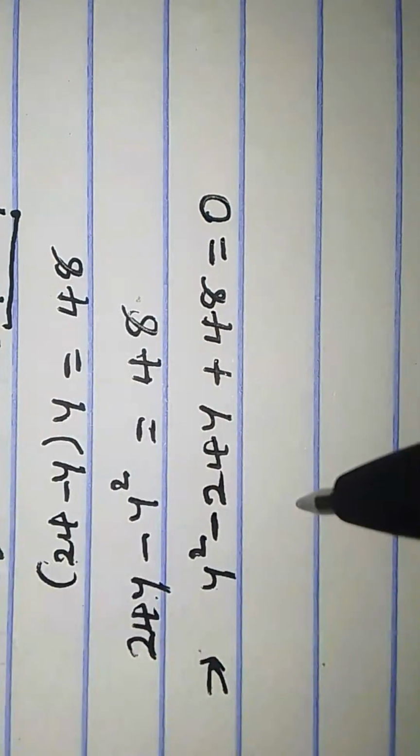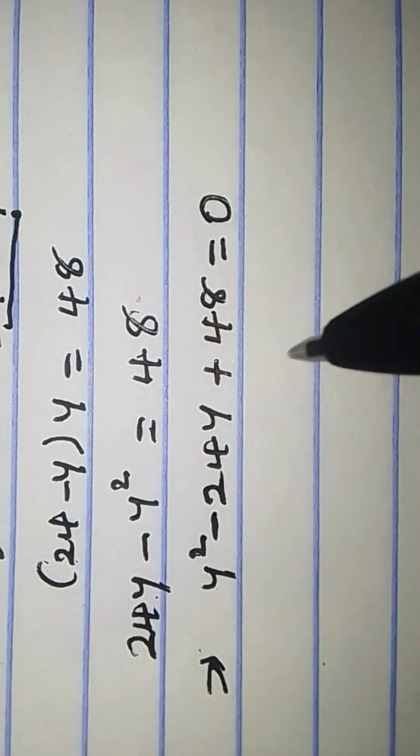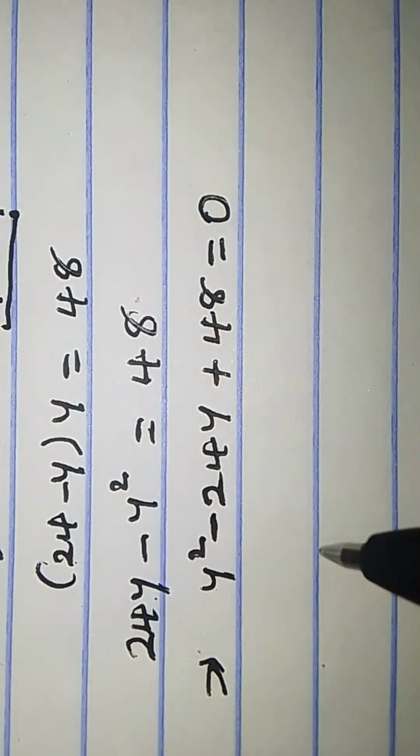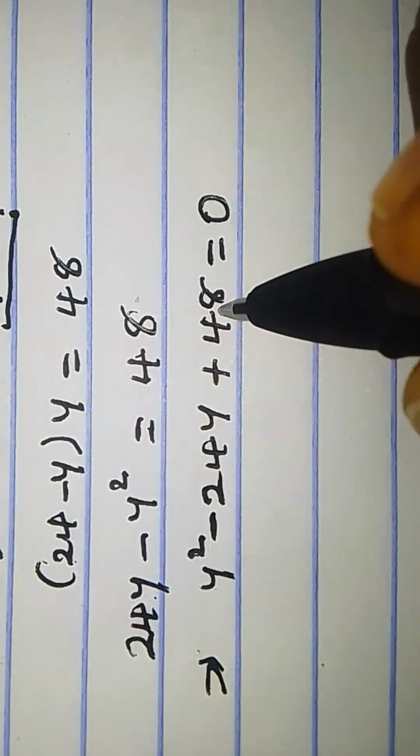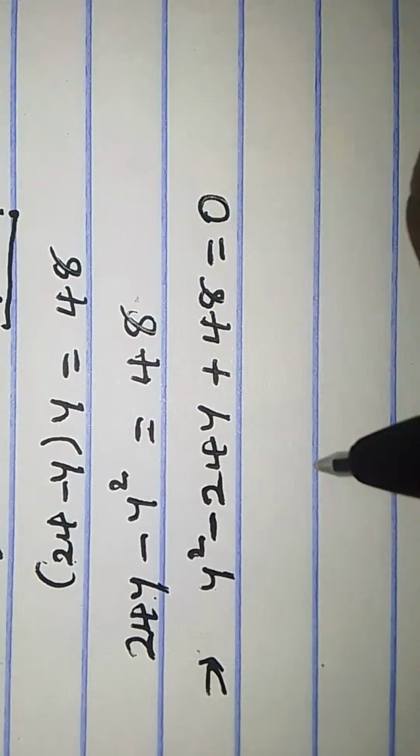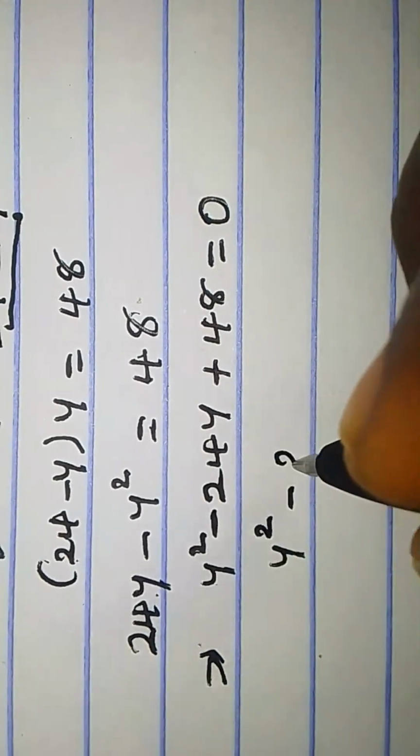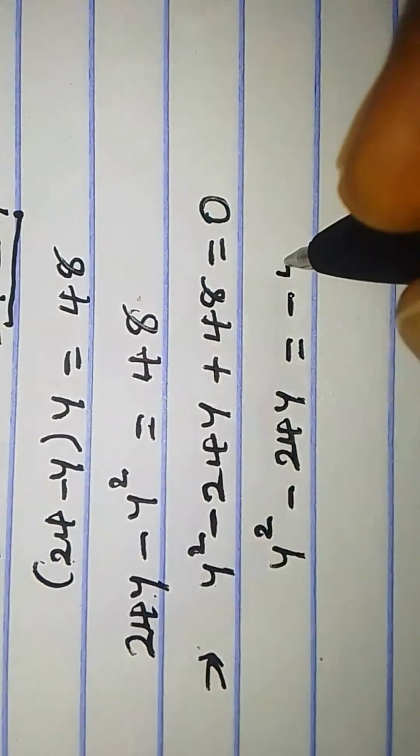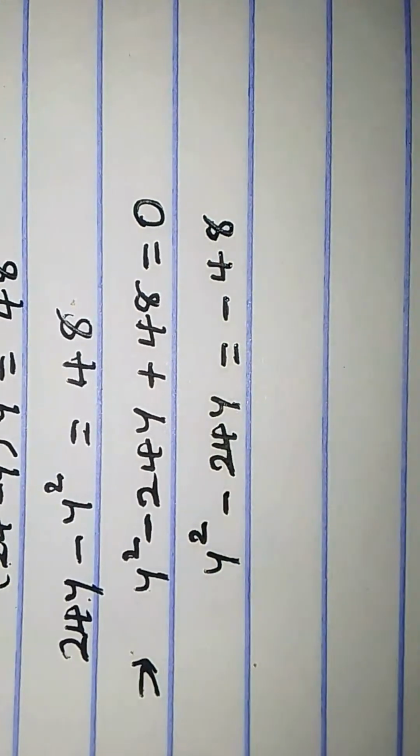Now, to obtain the value of y, we can solve this quadratic equation using the completing the square method. So the first thing we're going to do is to transfer this constant to the right hand side. So we have y squared minus 24y equal to minus 48. That's the first step in completing the square method.